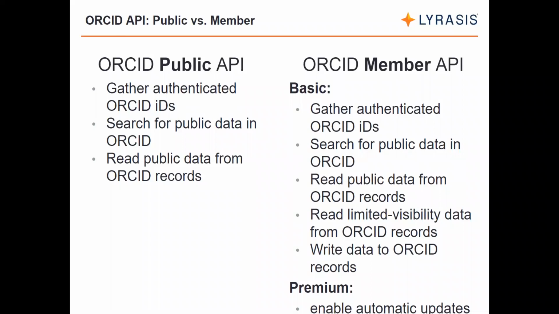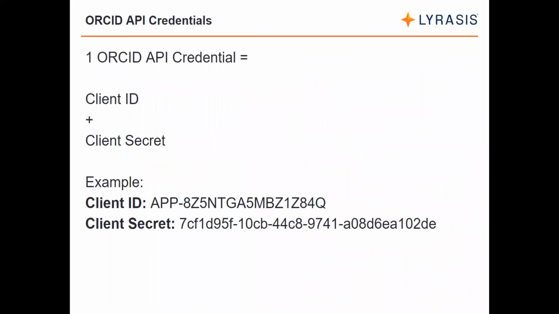And you can see how you'll get more functionality from the member API as opposed to the public API. So if you're interested in using either of these options, you will need to get API credentials. That means a client ID and a client secret that would be given to you by ORCID. The client ID is a little piece of information that would be used within your system integration, while the client secret is just for internal purposes and should be kept secret for security reasons and not shared publicly with anyone.